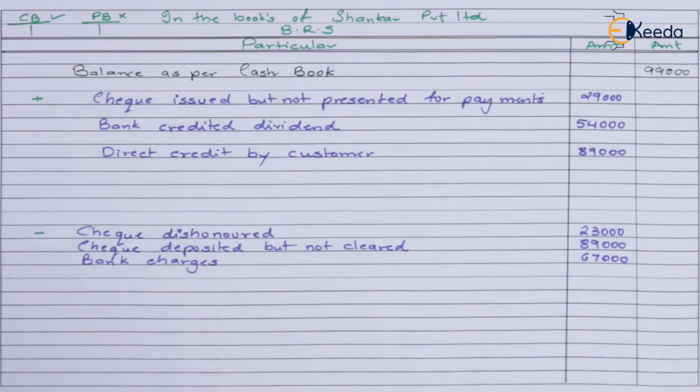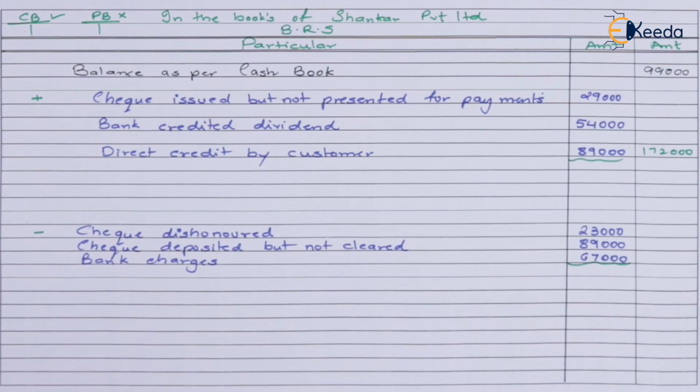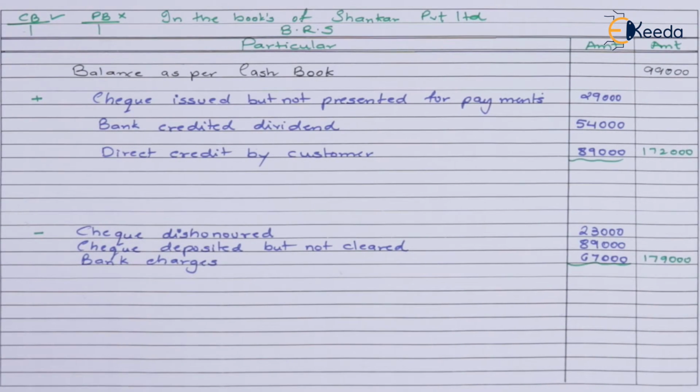Let's total the amount first. Continuation of topic. Now, let's club the total amount. That means all the addition items will be clubbed and taken outside, and all the subtraction items will be clubbed and taken outside. So the total of all addition items gives you 1,72,000, and the total of all subtraction items gives you 1,79,000.